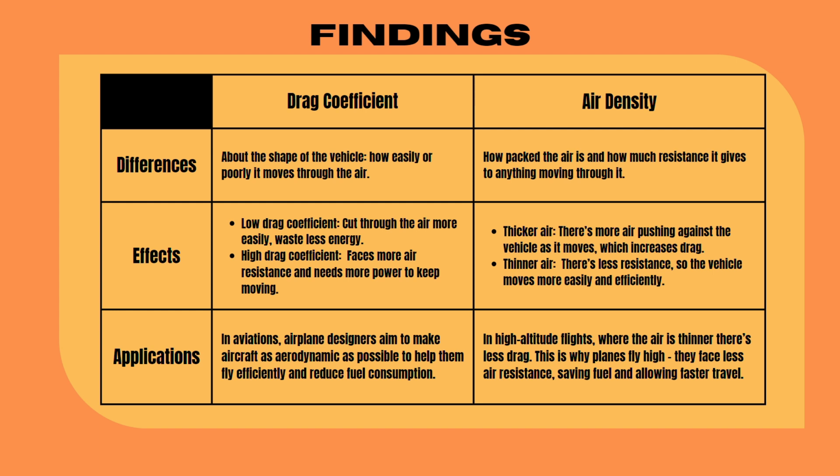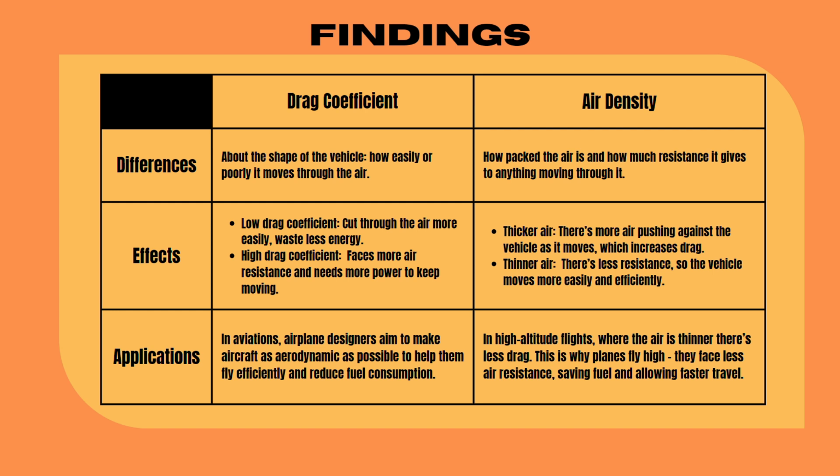Then we have high drag coefficient. It faces more air resistance and needs more power to keep moving. The best example we have is, of course, trucks and lorries, and other high drag vehicles. These vehicles have very high drag coefficients, which in turn makes them consume more fuel and thus affects their efficiency.